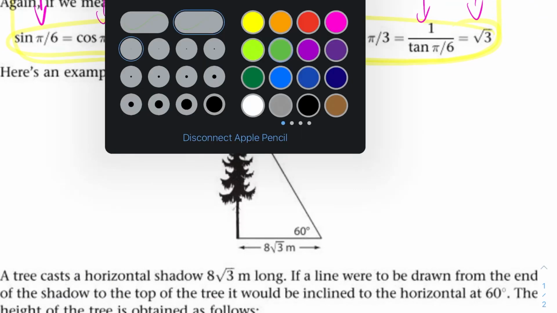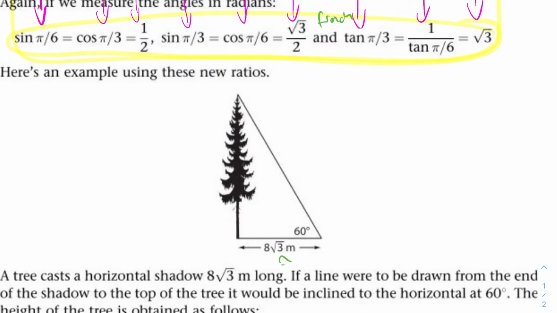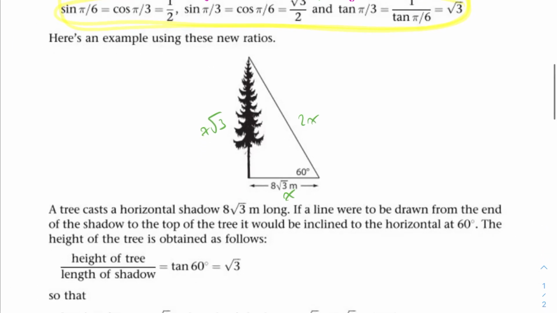Okay, so now we've got x here, right? We've got 2x here, just to remind us, and then we've got the square root of 3 here. So let's carry on with the question. Here's an example using these new ratios. A tree casts a horizontal shadow 8 times the square root of 3 meters long. So that's our x. If a line were to be drawn from the end of the shadow to the top of the tree, which is this hypotenuse right up here, it would be inclined to the horizontal at 60 degrees. That's fine. So the height of the tree is obtained as follows.